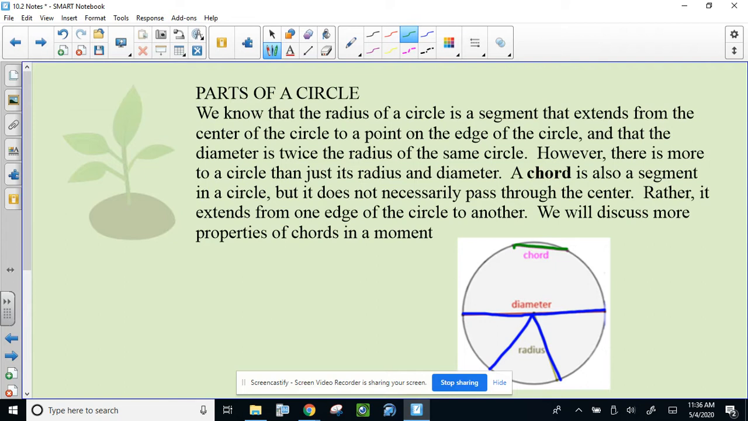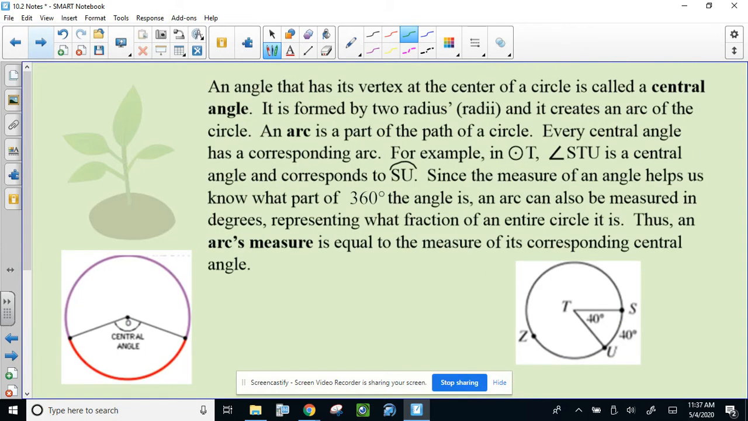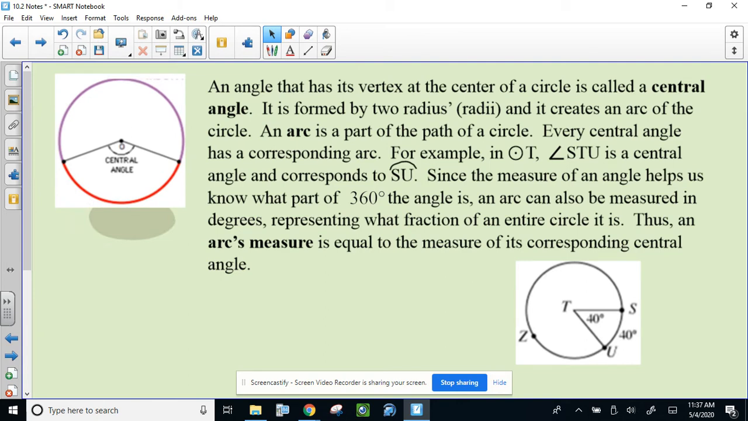We're going to work with chords here in just a minute and create angles using chords, so I wanted you guys to know what I was talking about. An angle that has its vertex at the center of the circle is called a central angle. So here's a central angle. Its vertex is at the center of the circle. It is formed by two radii, that's two radiuses, plural, radii, and it creates this arc from the circle as well.